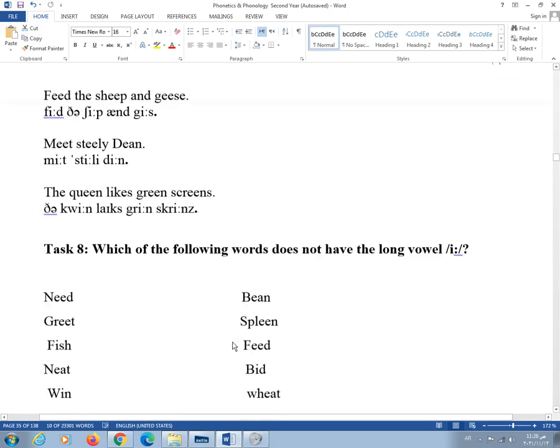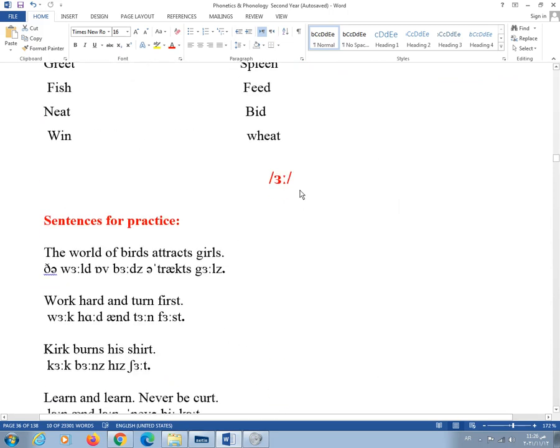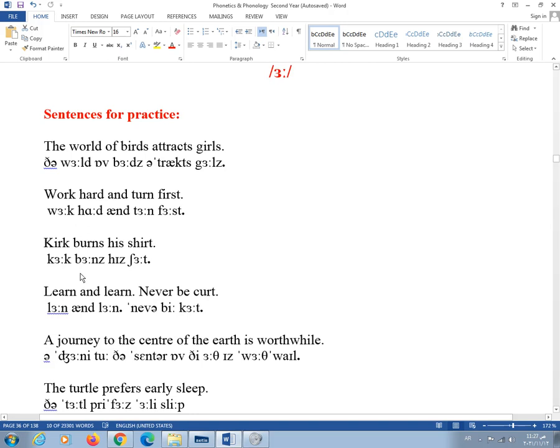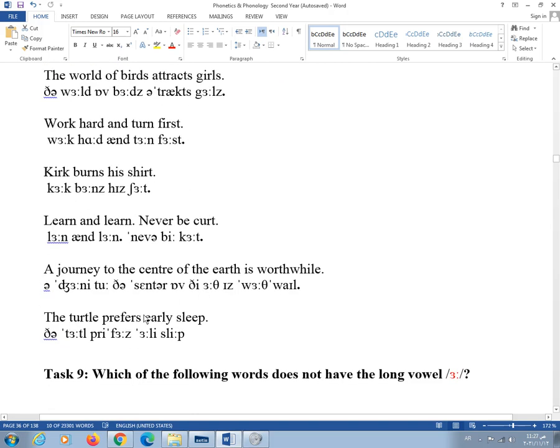Number 2, O. The world of birds attracts girls. The world of birds attracts, I'm not going to pronounce T, attracts girls. Work hard and turn first. Kirk burns his shirt. Learn and learn, never be curt. Okay? A journey to the center of the earth is worthwhile. The turtle prefers early sleep.